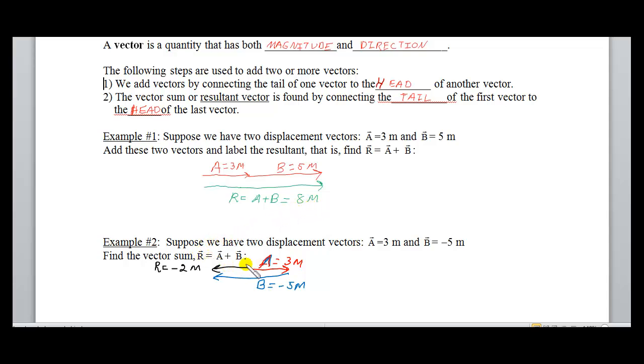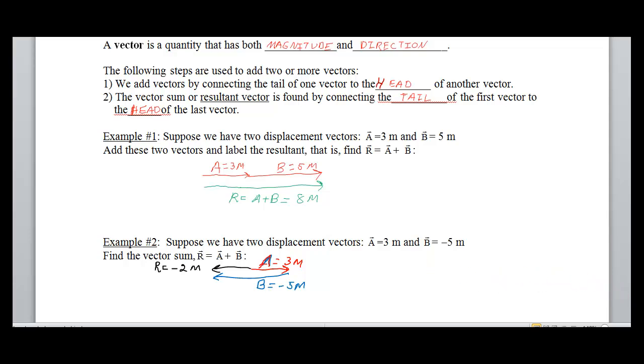Example number 2, again we have a vector A in red, and it's 3 meters in the positive direction. Adding vector B, but it's going in the negative direction, we connect the tail to the head. And to get my resultant, you go back to the tail of the first, connect it to the head of the last, and the resultant in this case is negative 2 meters.